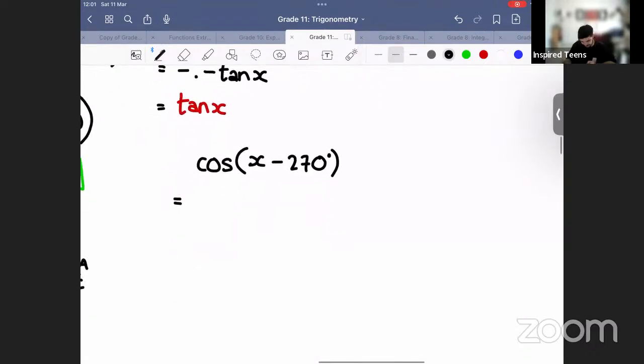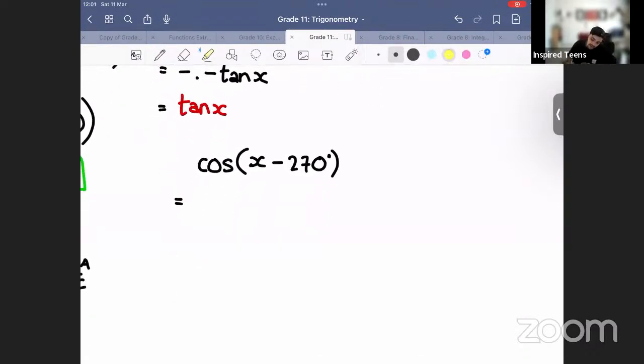So first thing, I would like you to notice, always just have it wired in your brain, cos 270. That's like a red flag immediately. Yes, the person on YouTube, cos 270. What is that supposed to do for us? It's one of the exceptions where cos is going to change to sine. However, I cannot reduce yet because this is all mixed up.